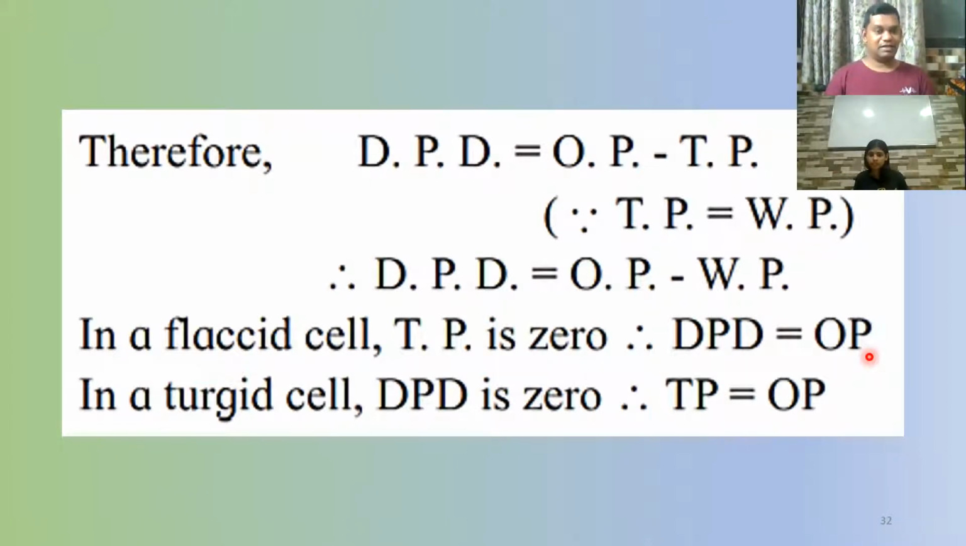In a flaccid cell, TP is dash. In a turgid cell, DPD is dash. In a turgid cell, TP is equal to dash. All of this is possible, so you have to understand this concept. So, understood about turgor pressure and its correlation with diffusion pressure, osmotic pressure, deficit, everything. This is interconnected, so you have to understand it very well.